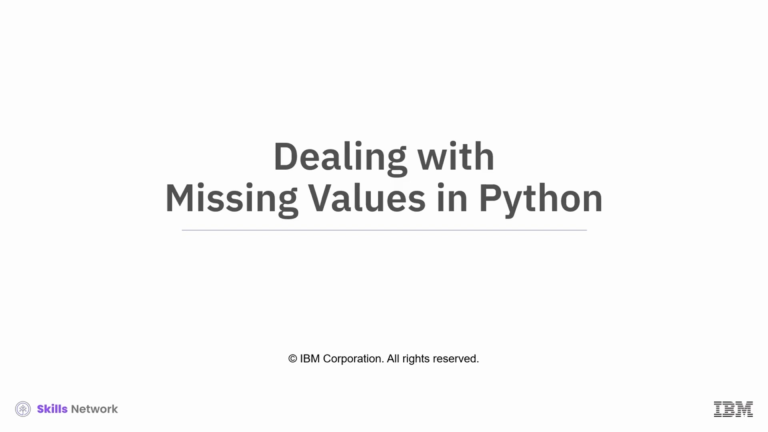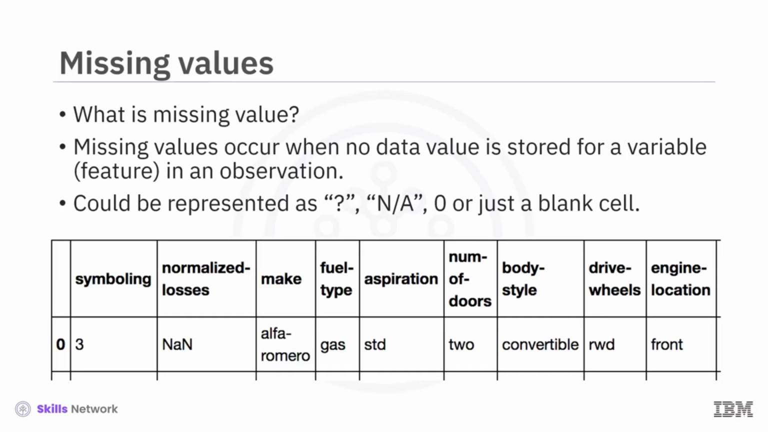In this video, we will introduce the pervasive problem of missing values, as well as strategies on what to do when you encounter missing values in your data. When no data value is stored for a feature for a particular observation, we say this feature has a missing value. Usually, missing value in dataset appears as $NA, 0, or just a blank cell. In the example here, the normalized losses feature has a missing value, which is represented with NaN.